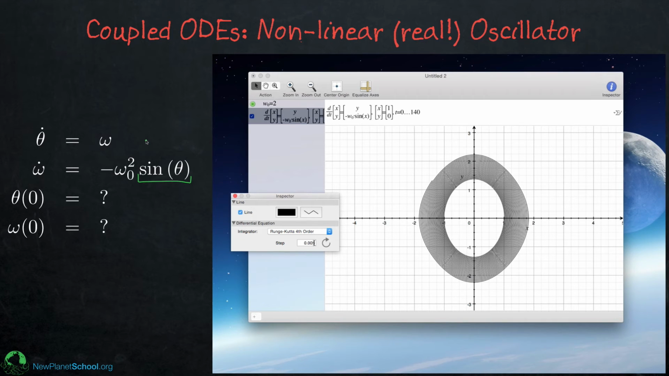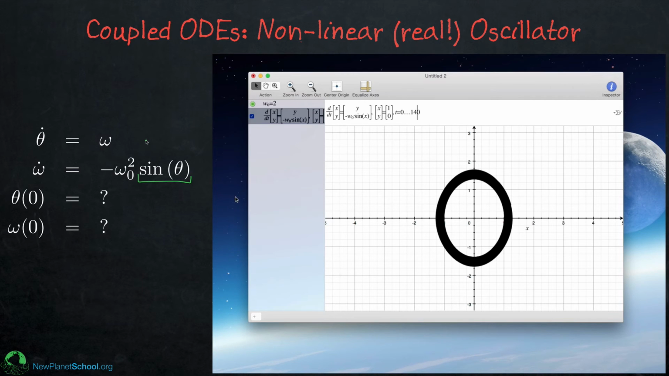Still spiraling outward. Let's change it a little bit more. A little bit better. Let's just leave it like that for the moment. And think about, we don't have to go out as far. Okay, now let's think about our initial conditions.